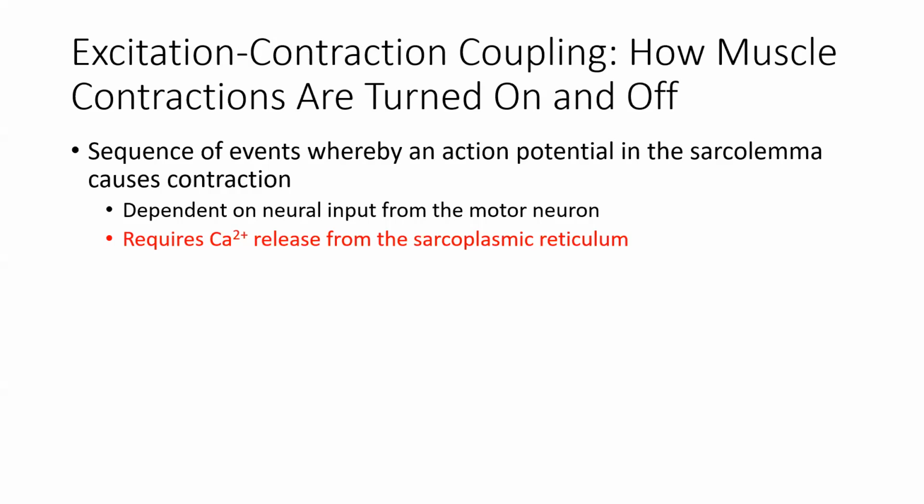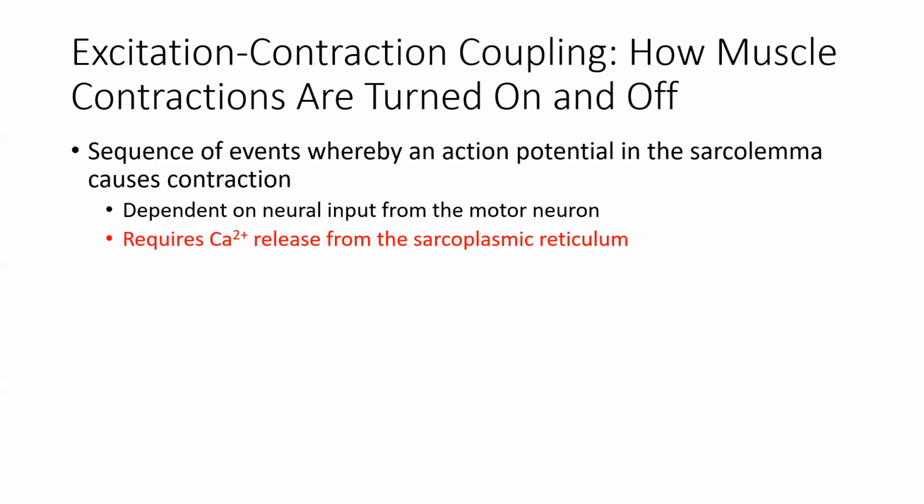So as you would imagine, the body is this highly efficient system. We don't have muscles contracting indefinitely, and we don't have this process happening all the time. And so in order to regulate this process, calcium is going to play that role of turning contractions on, and then the absence of calcium is going to play the role of turning contractions off, okay?